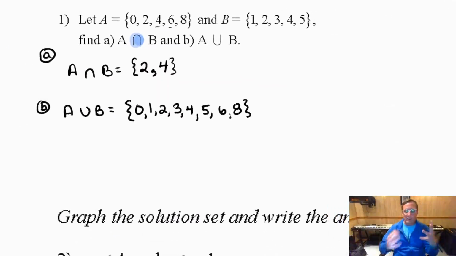Notice the union is everything. It doesn't matter if they are common or not. We just put it all together. And you don't want to put any repeats down, even though there's a couple 2s and a couple 4s. Just write down the 2 and the 4 once.